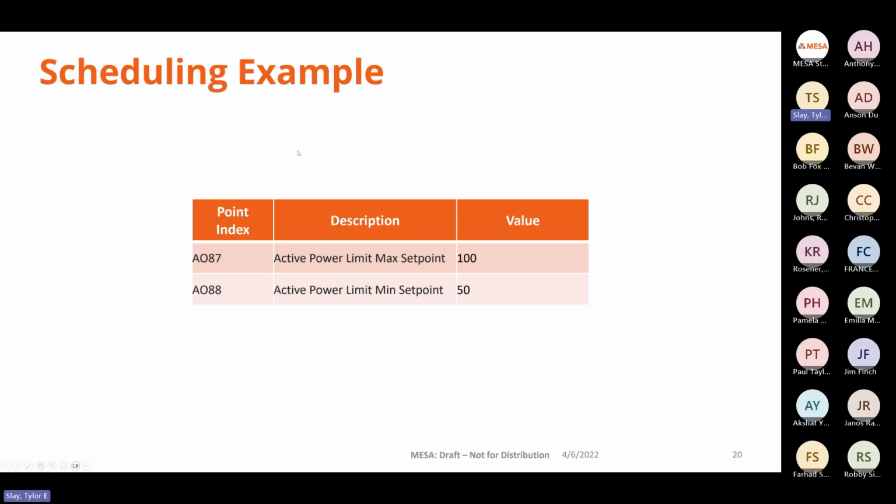So let's go through a little example to clarify the scheduling. We'll pick this active power limit, which has 2 points. We have a max set point and a min set point. Those are in AO 87 and AO 88 respectively.